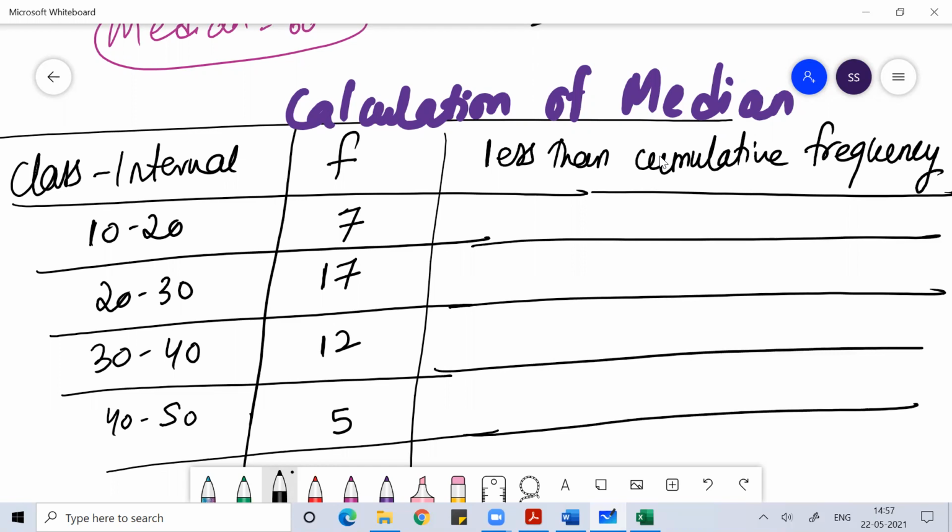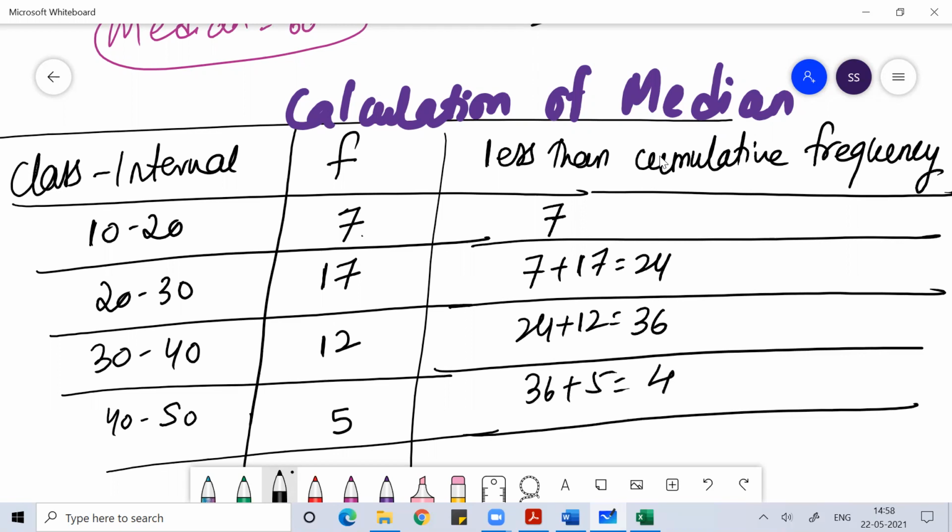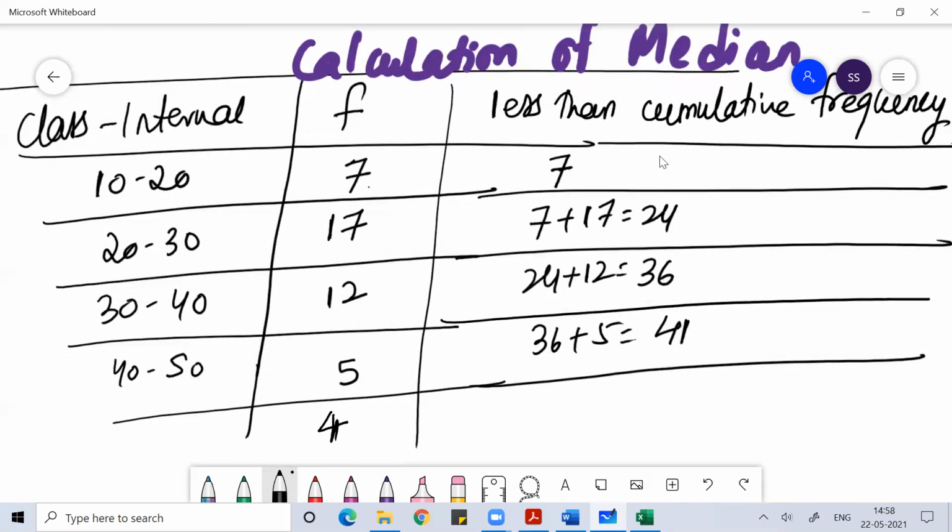So how to find the less than cumulative frequency? That is nothing but 7, the first frequency, then add the frequencies. 7 plus 17 will be 24. Then 24 plus 12 would be 36. Then 36 plus 5 would be 41. This we call the cumulative frequency. So for median, you need to find the cumulative frequencies.